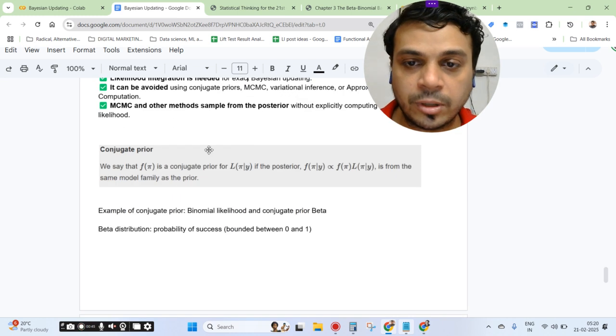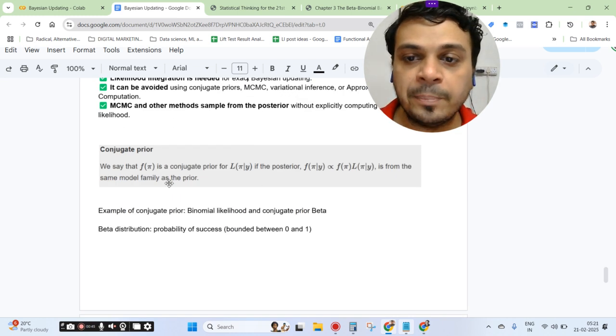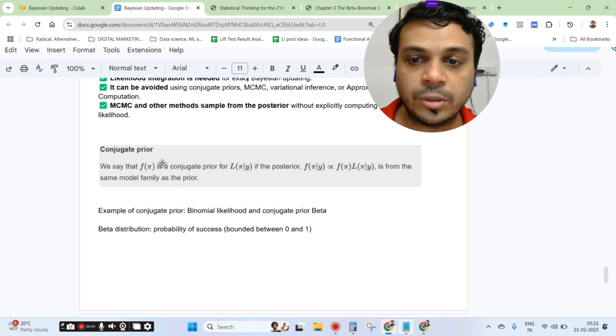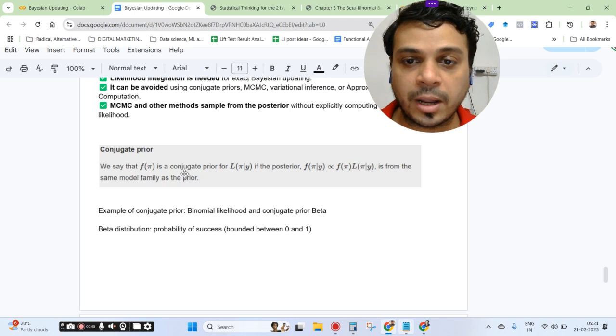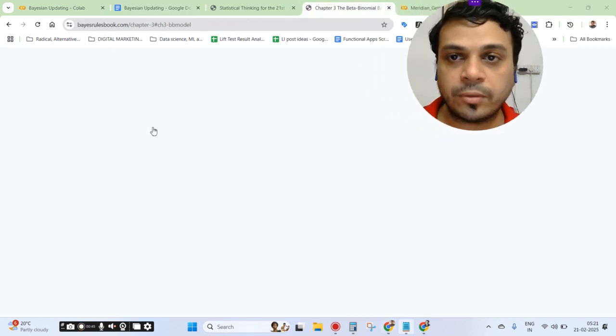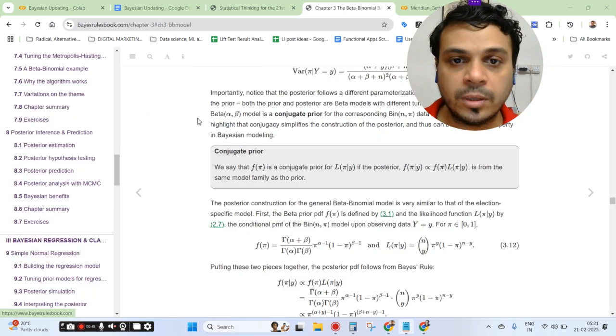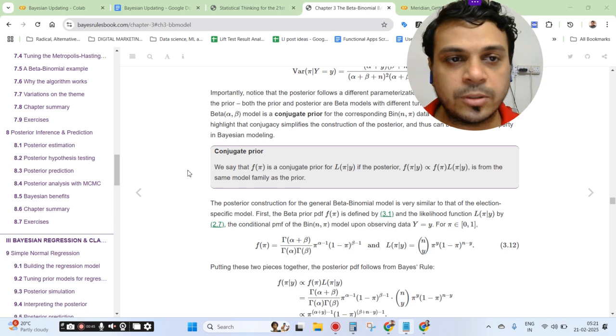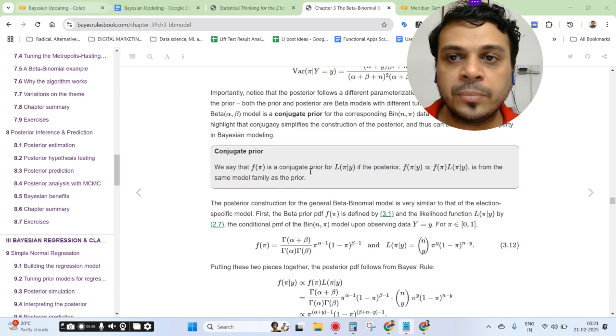So for instance, this is that example. You can read this definition here that I just said, that the posterior distribution follows the same model family as the prior. That's when it's called a conjugate prior. So you can read up on the internet. I'm going to be sharing this resource as well with you. There are great books like this. There are just so many good materials out there.